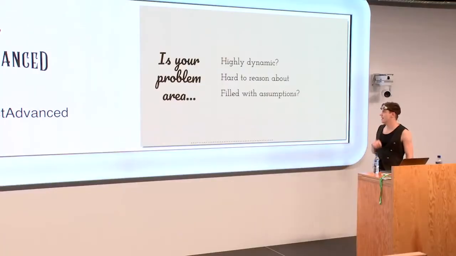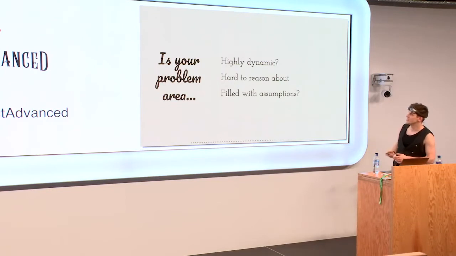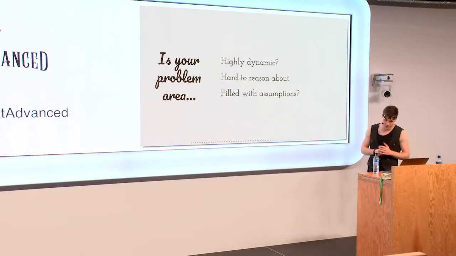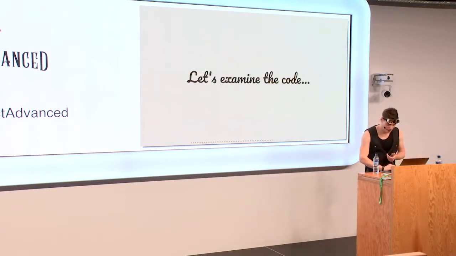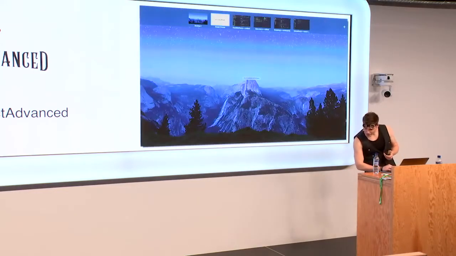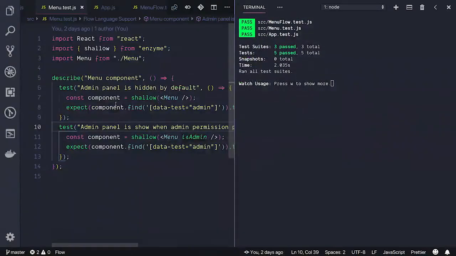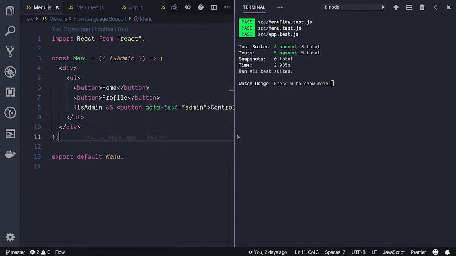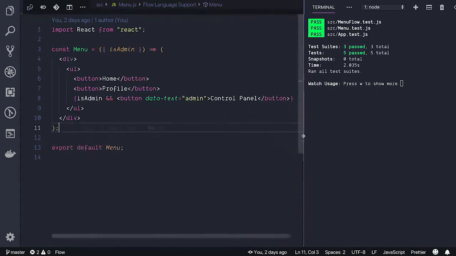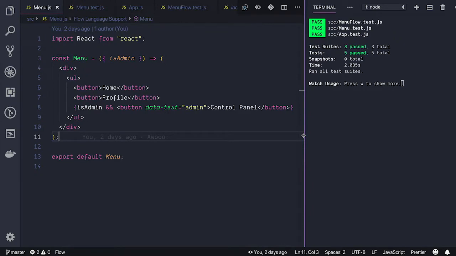Well, let's have a look at our problem area cheat sheet. Is the code highly dynamic? Is it hard to reason about? Or is it filled with assumptions? So let's check some more code. Cool. So we have a very simple menu, which has 3 buttons in a menu. We have a home and a profile, and if you're an admin, you get to see a control panel. And their bug is that everyone gets to see the control panel.